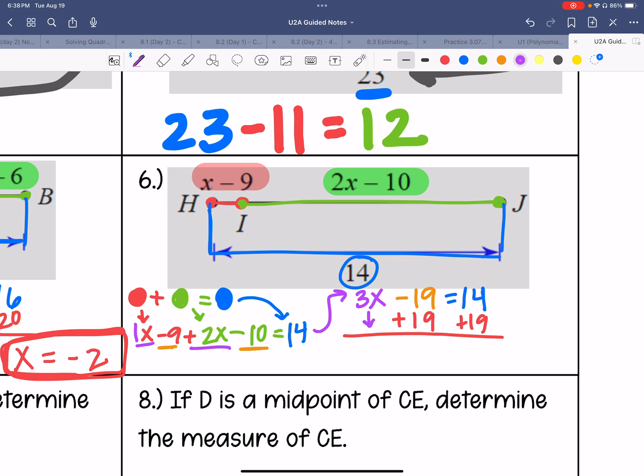All right, we didn't touch that 3x, so it is going to come down as is. Negative 19 plus 19 is 0. And then if we take 14 and we add 19, we are going to end up with 33. So again, my last step in solving my equation is going to be to divide by my coefficient of x, which in this case is a 3, so that these can cancel out. X is by itself. 33 divided by 3 is 11, and that would be the value of x.